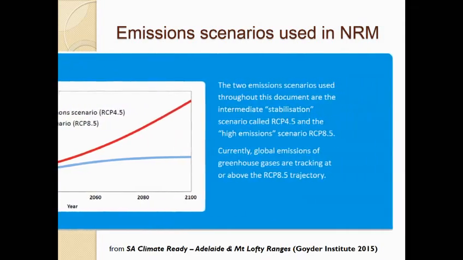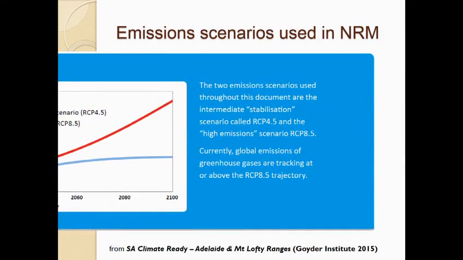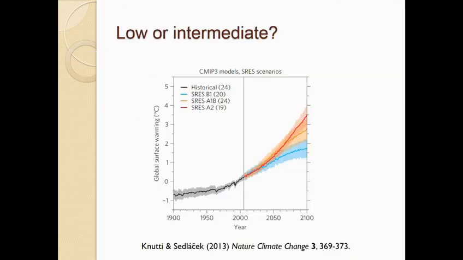I want to draw your attention to a couple of things. I just pulled this figure out of the Climate Ready document. One thing is I'm going to have a quick look, just for fun, at that word intermediate. The other thing is that we've got this statement being made: greenhouse gases are tracking at or above the RCP8.5 trajectory. Many of you will be familiar with statements like that. So first of all, let's have a look at this intermediate.